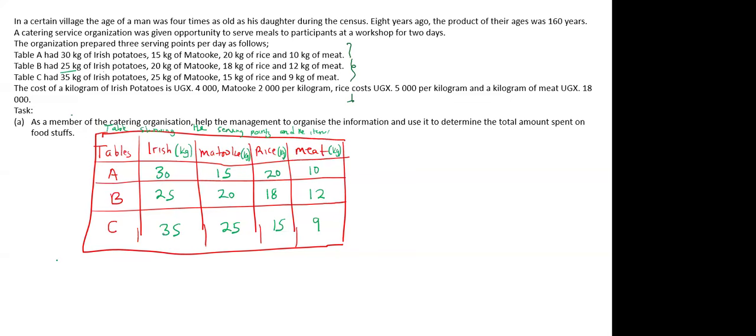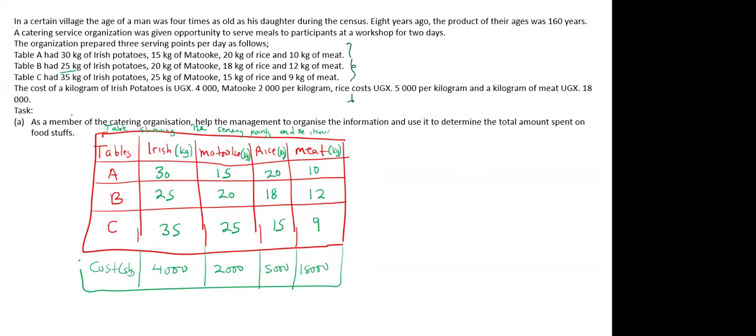Now, the next thing is that I'm going to extract my matrix. But when you look at it, you can also notice that in your table, they told you that they want you to organize the information and you determine. So in my table, I'm going to include the cost of the things. The cost, I can put it here down. Irish goes for 4,000. Then I have the matoke, which goes for, this is shillings, yeah? Or you can draw a separate table. Then here I have my rice, which goes for 5,000 per kilogram, and then meat, which goes for 18,000.